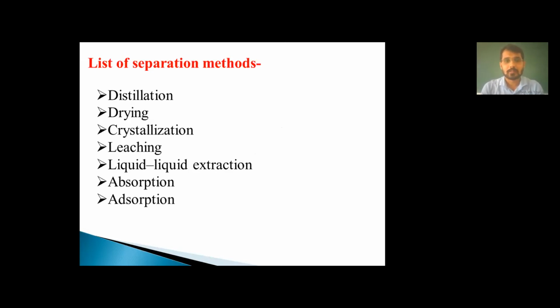So let's start. Here is a list of separation methods. First one is distillation, after that drying, crystallization, leaching, liquid extraction, absorption, adsorption. There are lots of separation methods, but these are the major separation methods involved in chemical processes. So you have to write down this list of separation methods in your examination. After that, you have to write the definition for each term. Means like this, what is the meaning of distillation, drying, crystallization, like this. So now we will see the definition of each term.